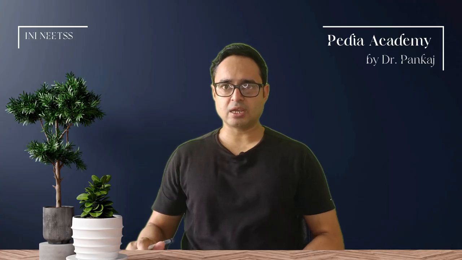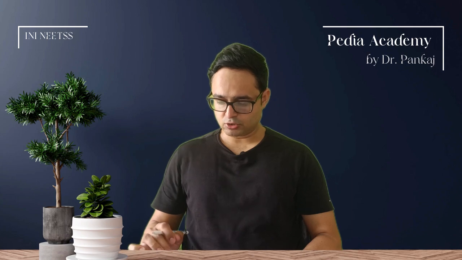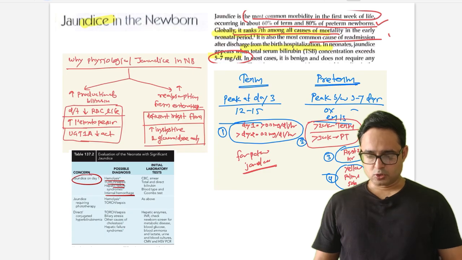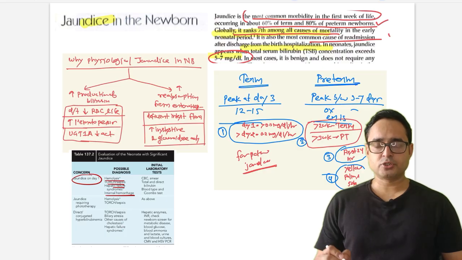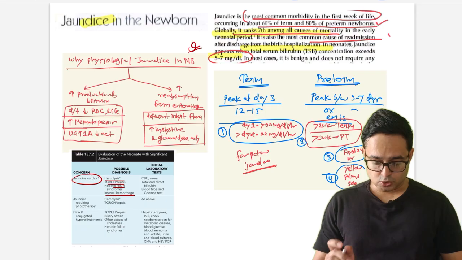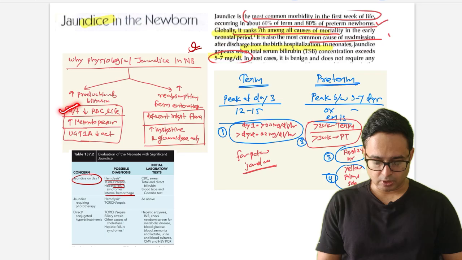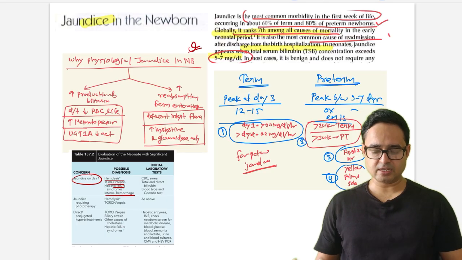This is an important topic as far as neonatology is concerned, because many things in neonatology revolve around this topic: NEC, jaundice. Jaundice in newborn is very much important. Why physiological jaundice appears in newborn is itself a stand-alone question. It is due to increased production of bilirubin. Why is it increased? Due to decreased RBC life, increased hematopoiesis, and decreased UGT1A activity.